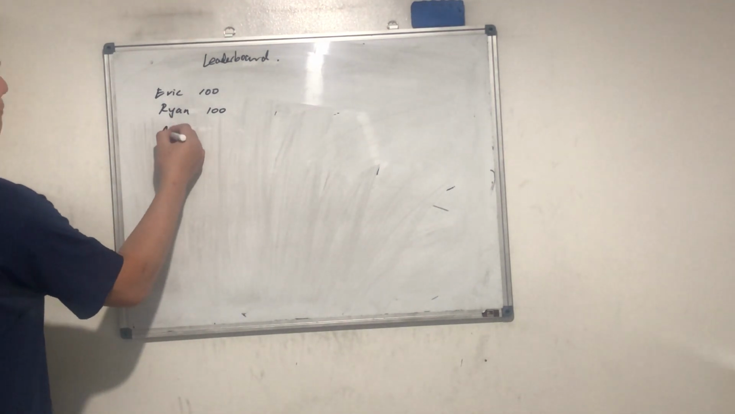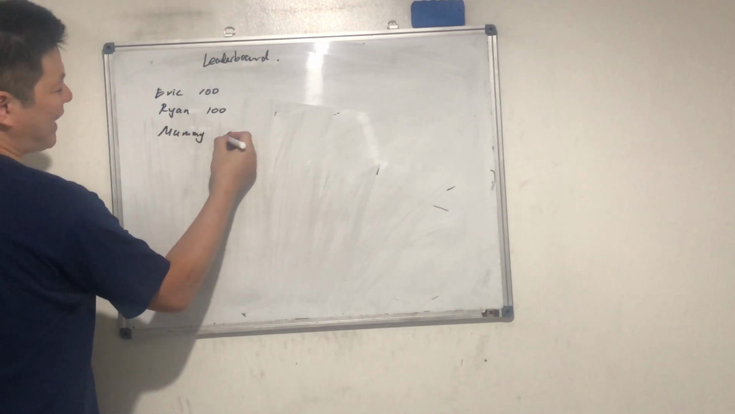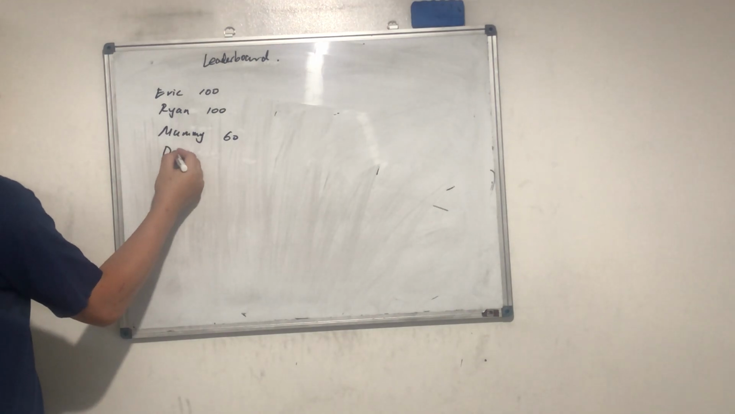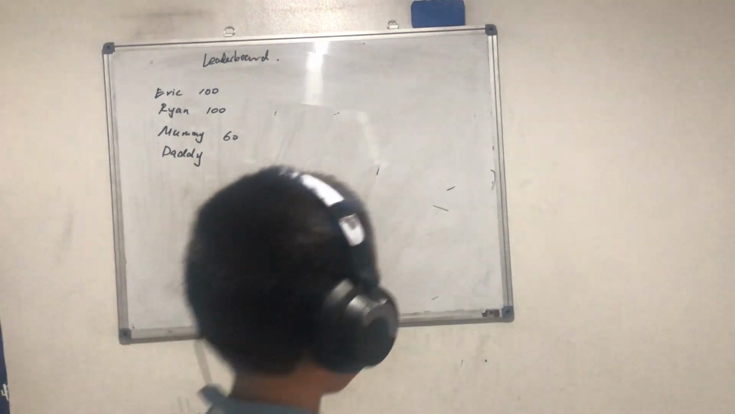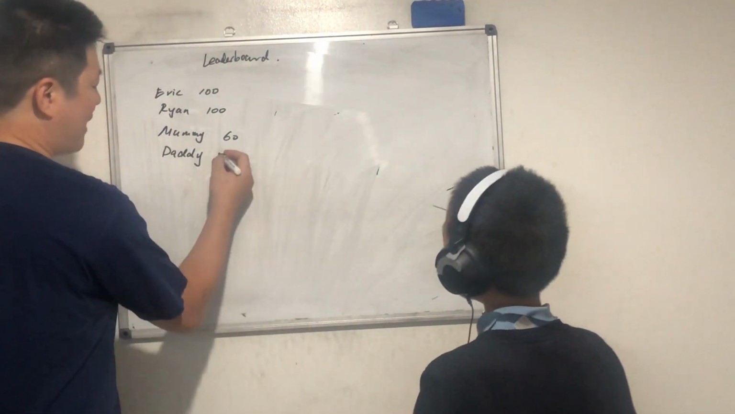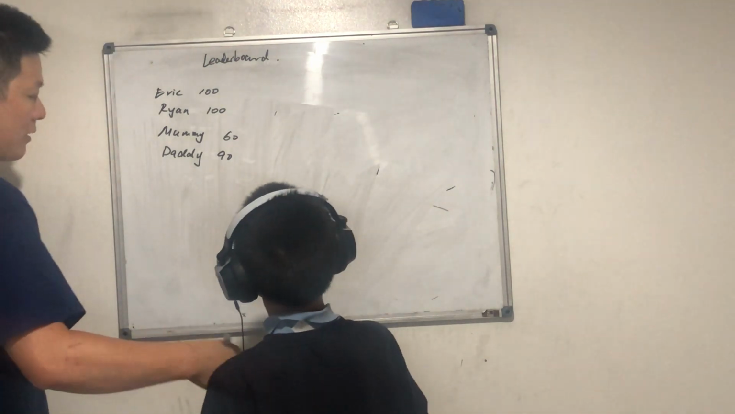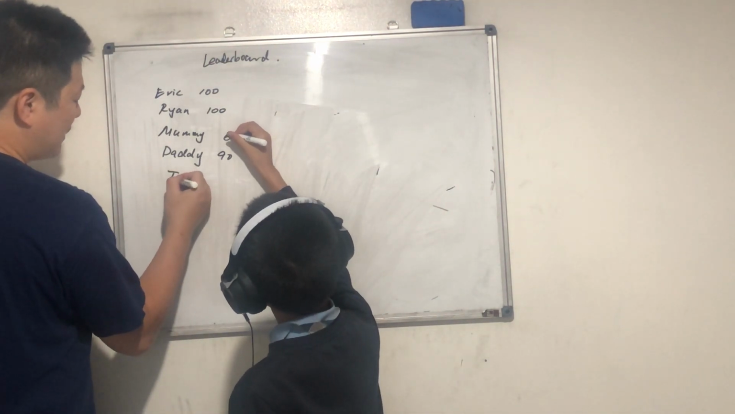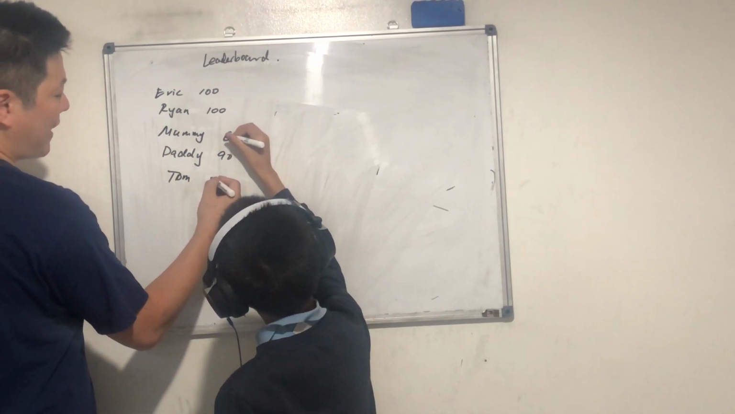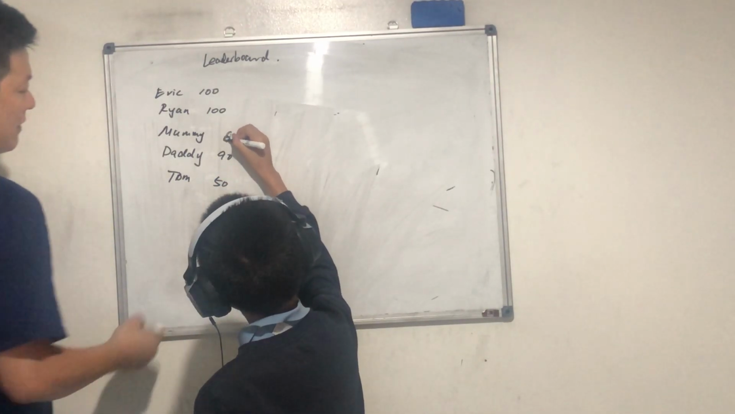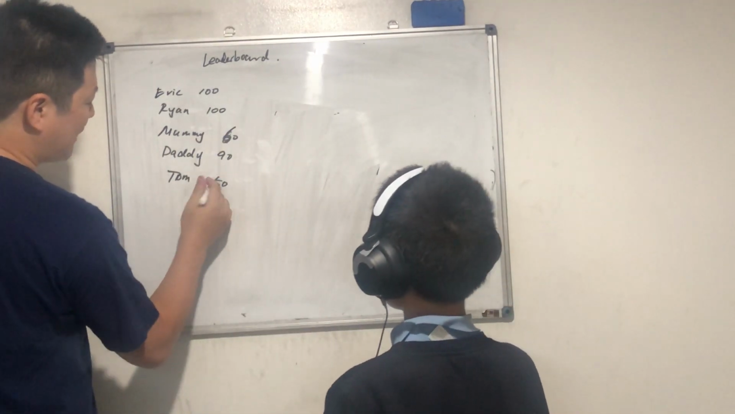And then let's say Mommy got 60. Daddy got 90. And then what's your friend's name? Tom. Let's say Tom got 50.